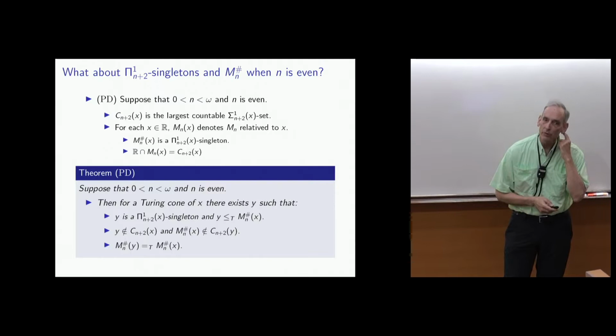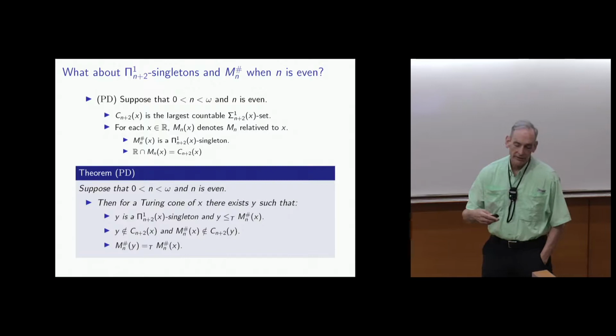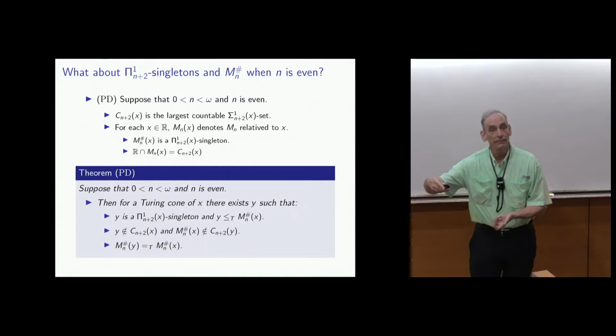But the quasi-sharp proof does adapt quite easily. So for a cone of x, there are singletons at the appropriate even levels between 0 and the analog of 0 sharp. It's not known lightface.